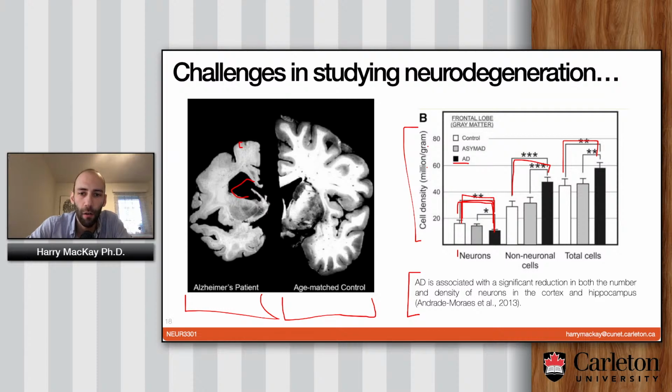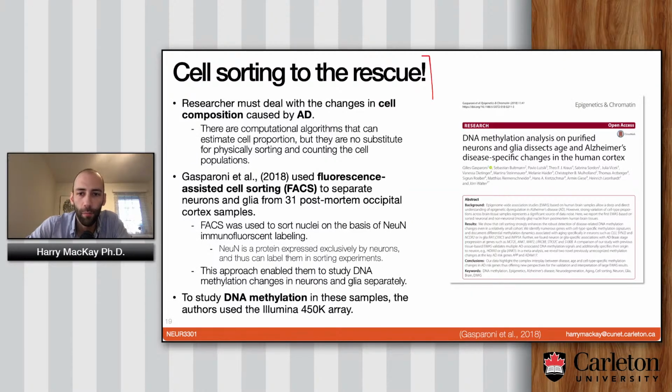Now, how can we solve that problem? This is with a method called cell sorting. Alzheimer's and neurodegenerative diseases like it are an especially important example of this, where cell composition really matters and can be a huge confound for the research. It's not the only place where it would matter, but it matters quite a bit here.